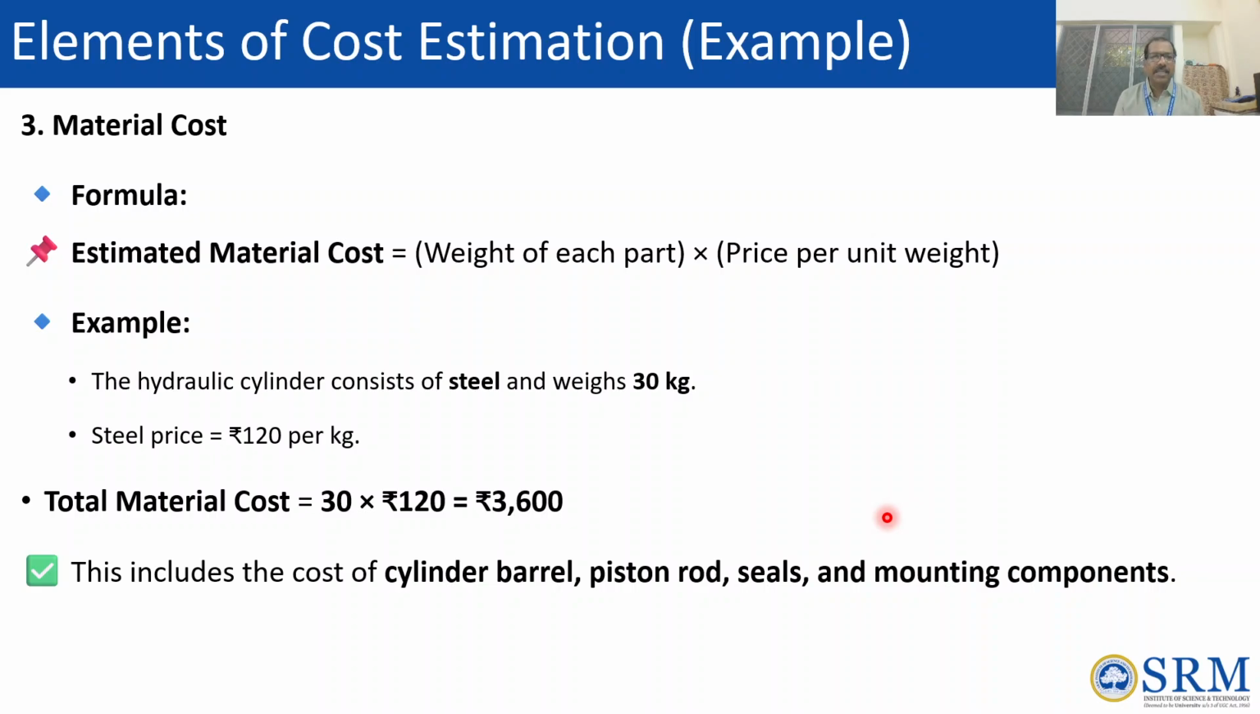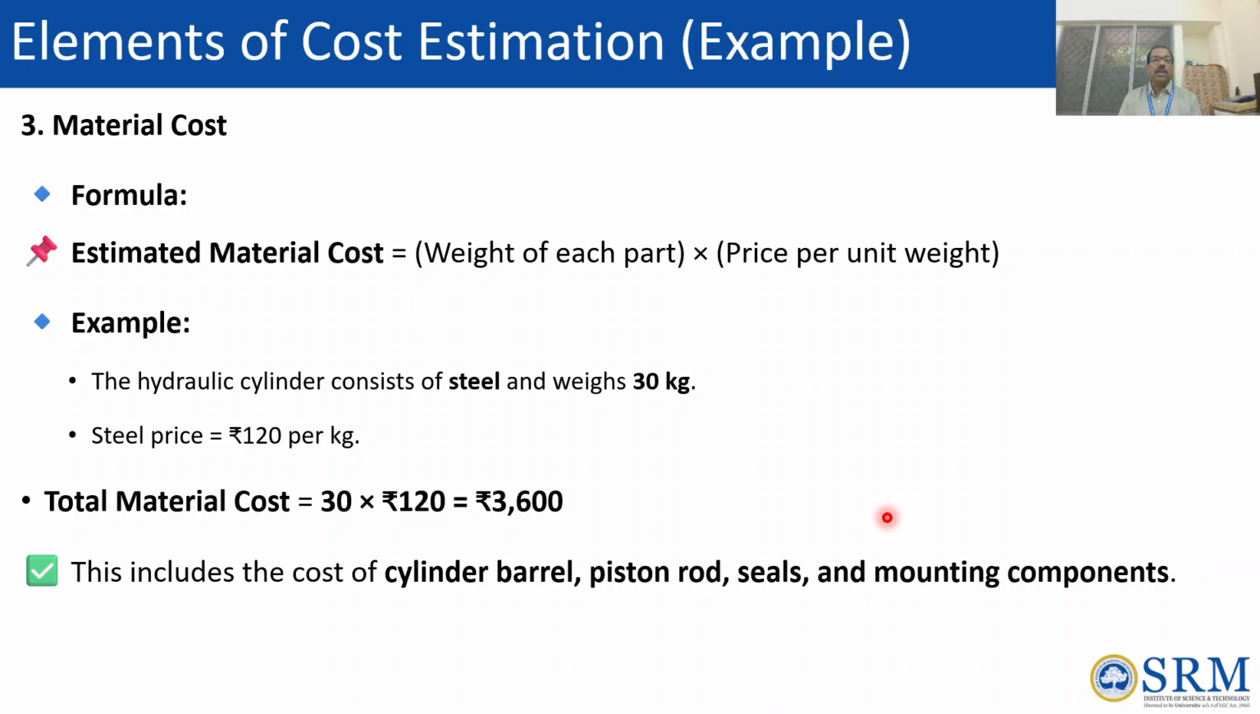Example, a hydraulic cylinder consists of steel and it weighs 30 kg. So we are going to use steel material for the hydraulic cylinder, and we need 30 kg of steel. Steel is 120 rupees per kg. Then how much is the total material cost? 30 times 120, 3,600 rupees.